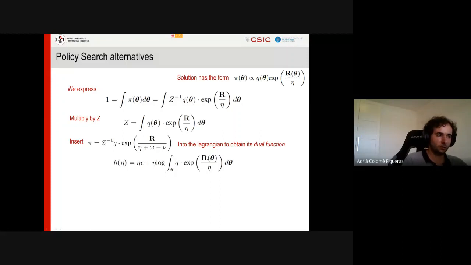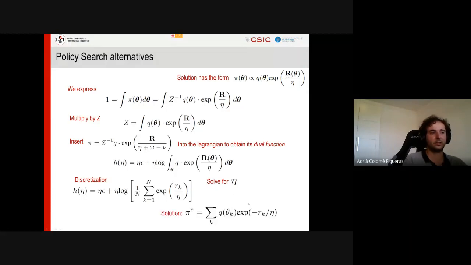So basically, we can also discretize this. As this q here is the current policy that we have sampled, you can substitute the integral over q for a sum over the values of q. And so this ends up being something like this. And basically, here we can solve this. We optimize this for finding eta. And as we know, the solution has that form. So the solution will be the sum of the samples weighted by this term, which is the exponential of the reward of every sample divided by this eta that we just found.